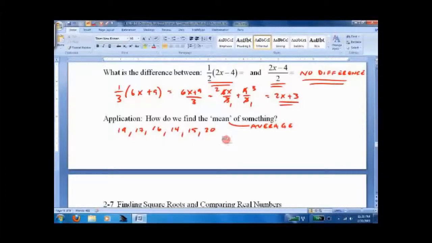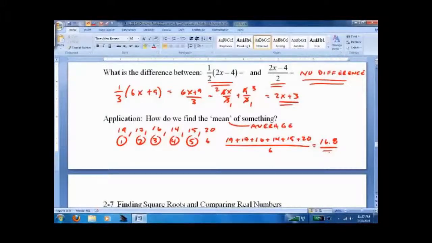Well, you just add them all up. Divide by however many of them there are. There are 1, 2, 3, 4, 5, 6 of them. And in this case, I'm going to use a calculator that I have off to the side. Divide it all by 6, and I get 16.8. So the average score on that quiz was a 16.8 out of 20. Good or bad, it's good to know so you can make adjustments. Yes, the students know what they're doing, move on, or no, they don't. Go back and practice some more.